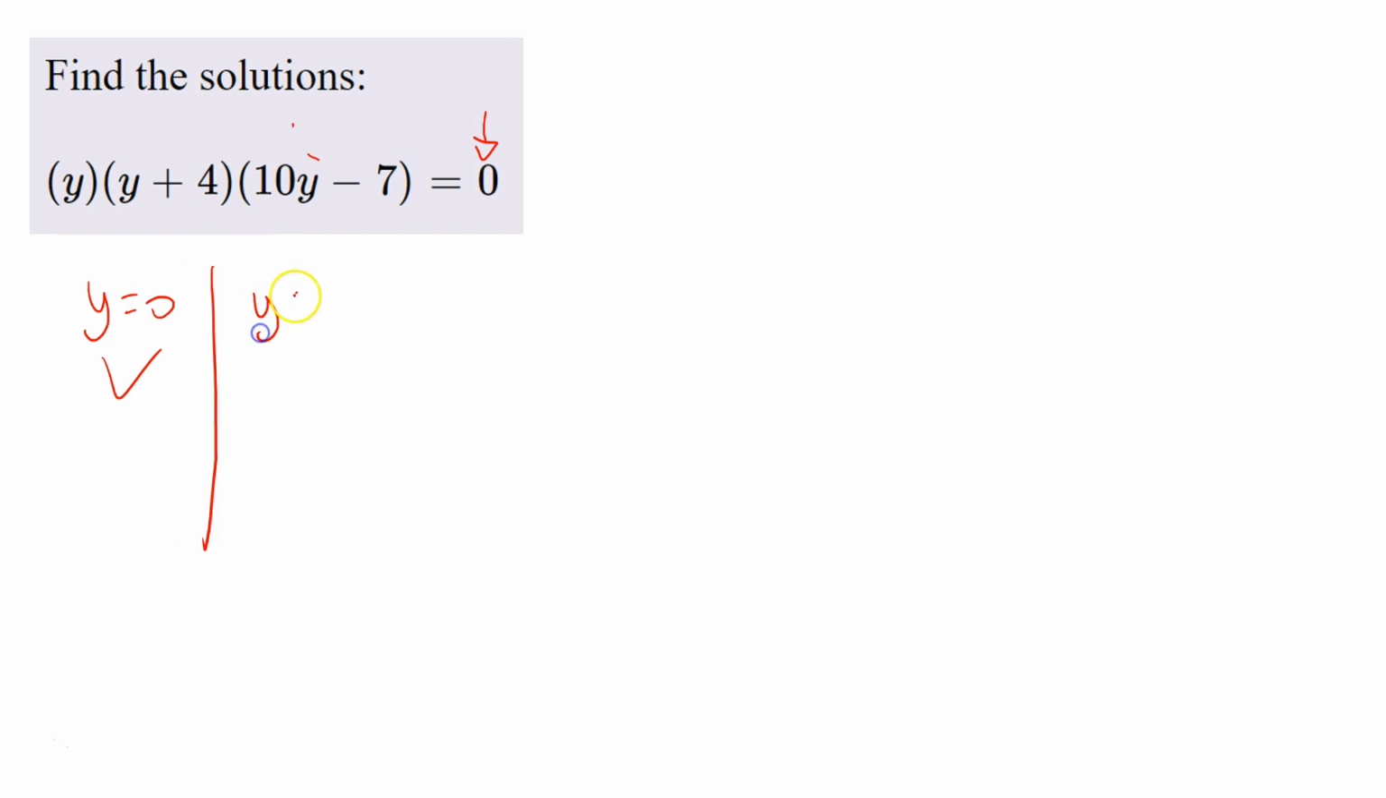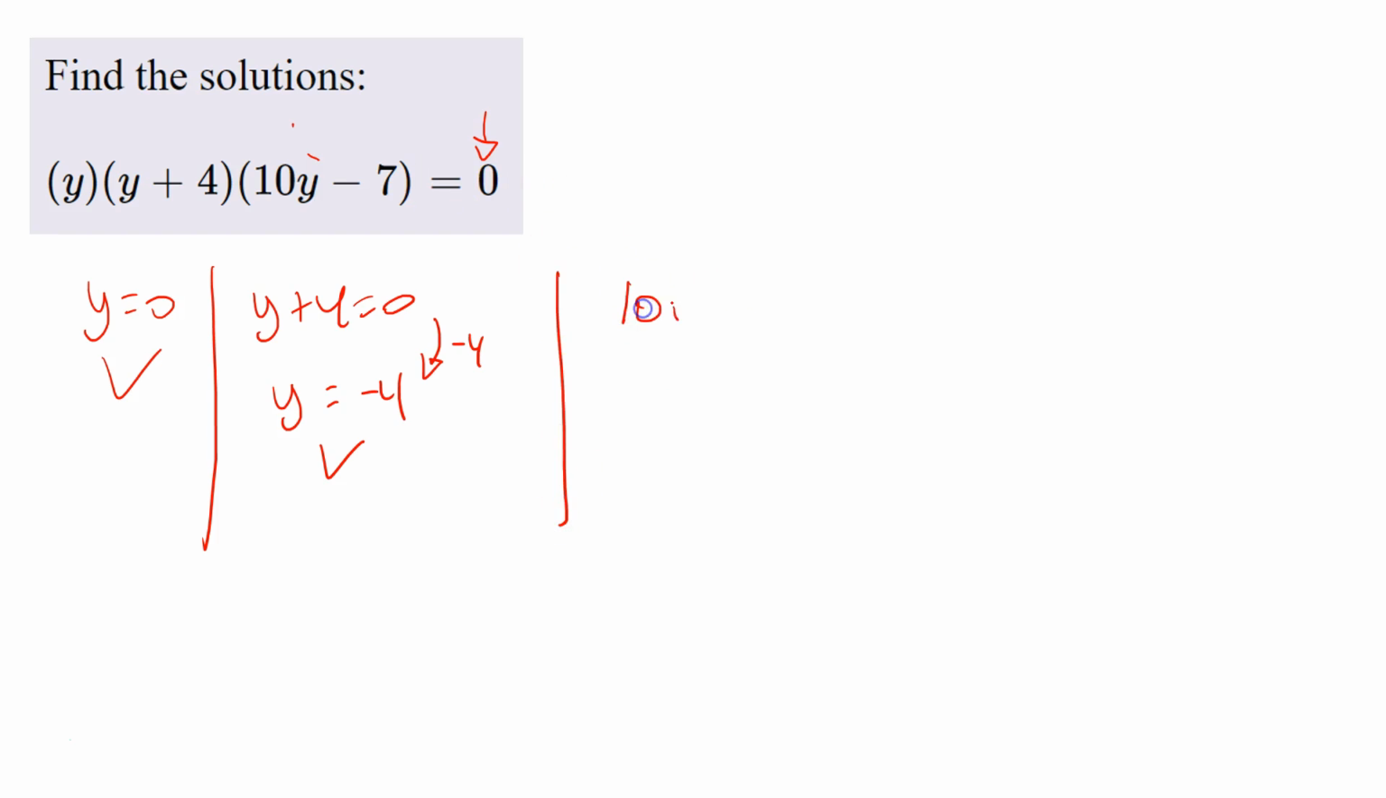I'm going to have now y plus 4 equals 0. So when you solve this, y equals negative 4. From here to here, I just subtract 4 from both sides. So y equals negative 4 is another solution. If you plug it back into the original, you will see negative 4 plus 4 is 0. 0 times the other values there would still be 0. And then the last one will be like this.